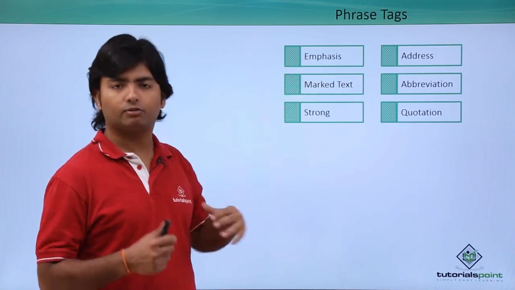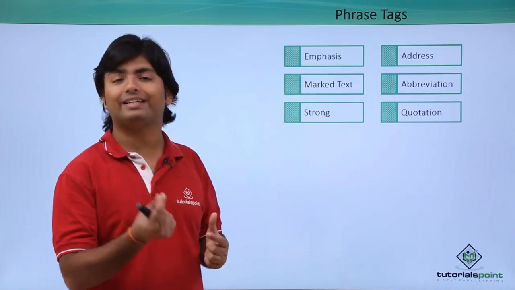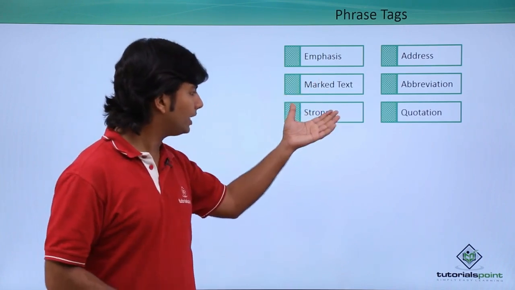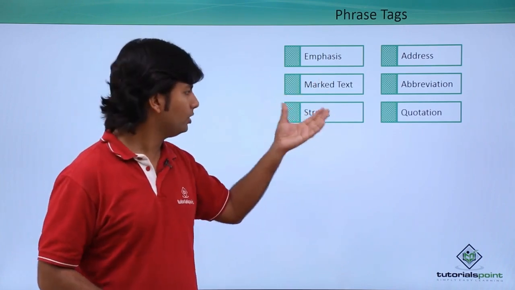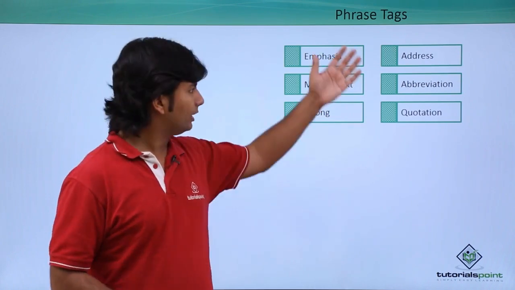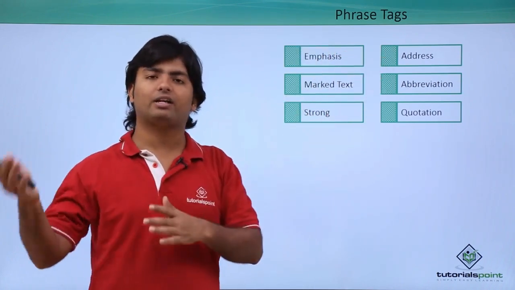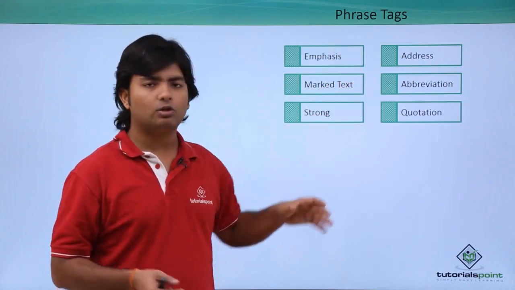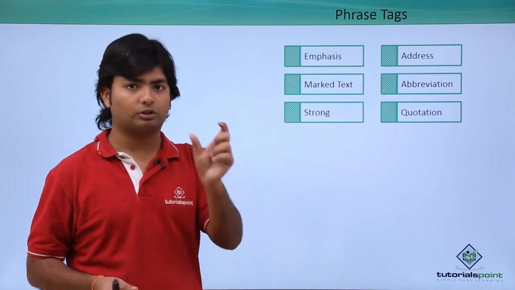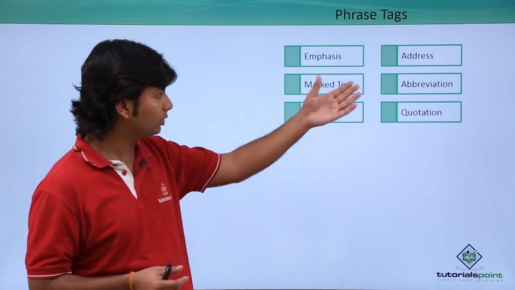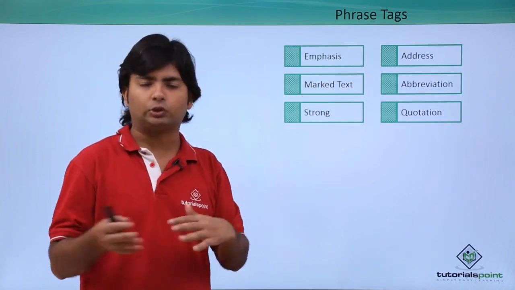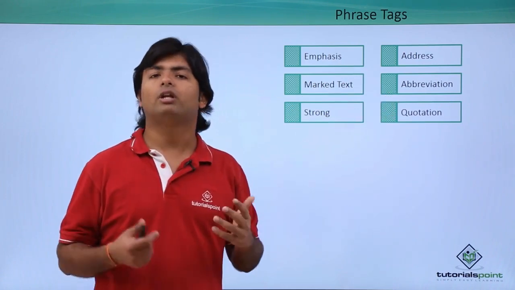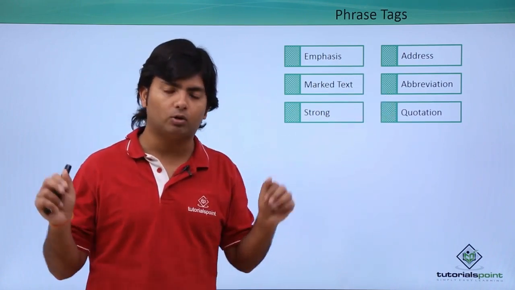This EM tag that you will use will make the italic text out of the big text. Marked text will change the background to yellow. Strong will make it bolder. When you say address, it will basically come in a new line and then it will be italics. Abbreviation, if you want to show a small form of a bigger text, like TP for Tutorialspoint, that is the abbreviation. And the quotation tag will actually put the text in double quotes.